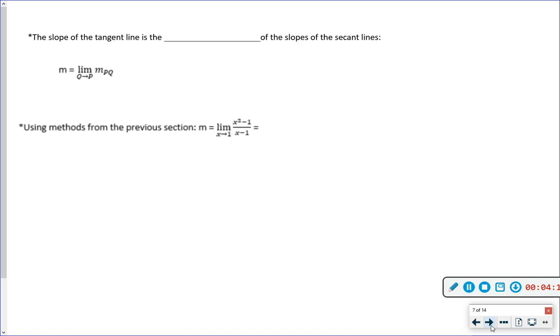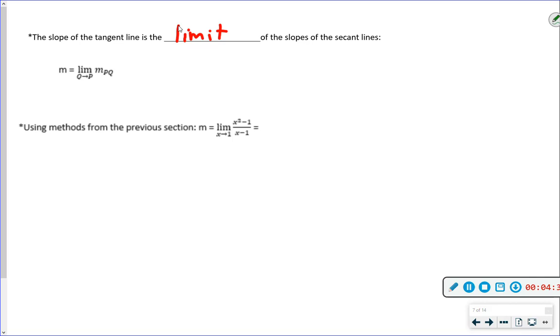So the slope of the tangent line, I think I've said limit about 10 times already, is the limit of the slopes. So just like the past couple days, my friends.